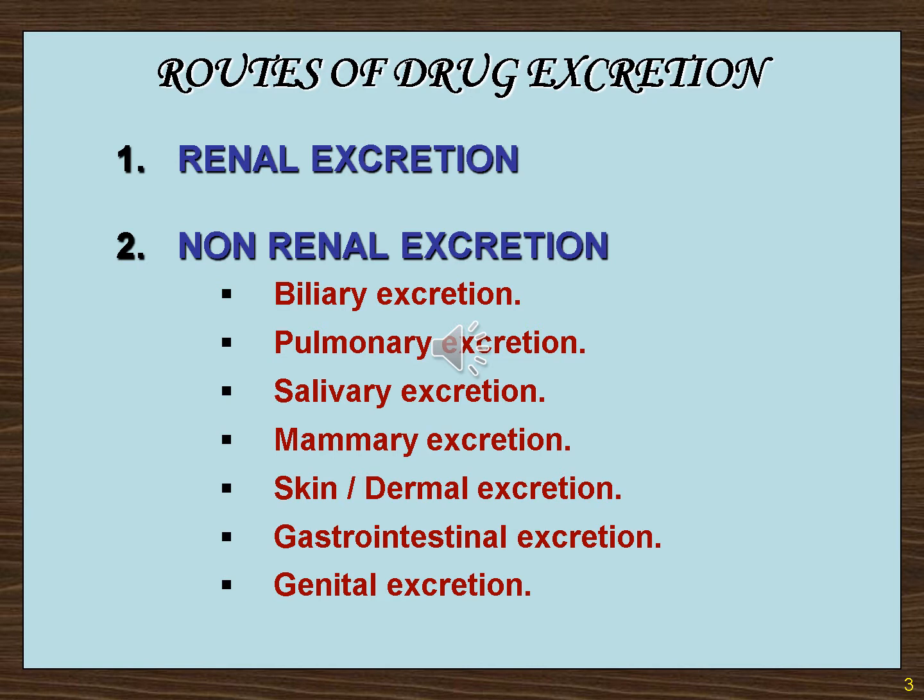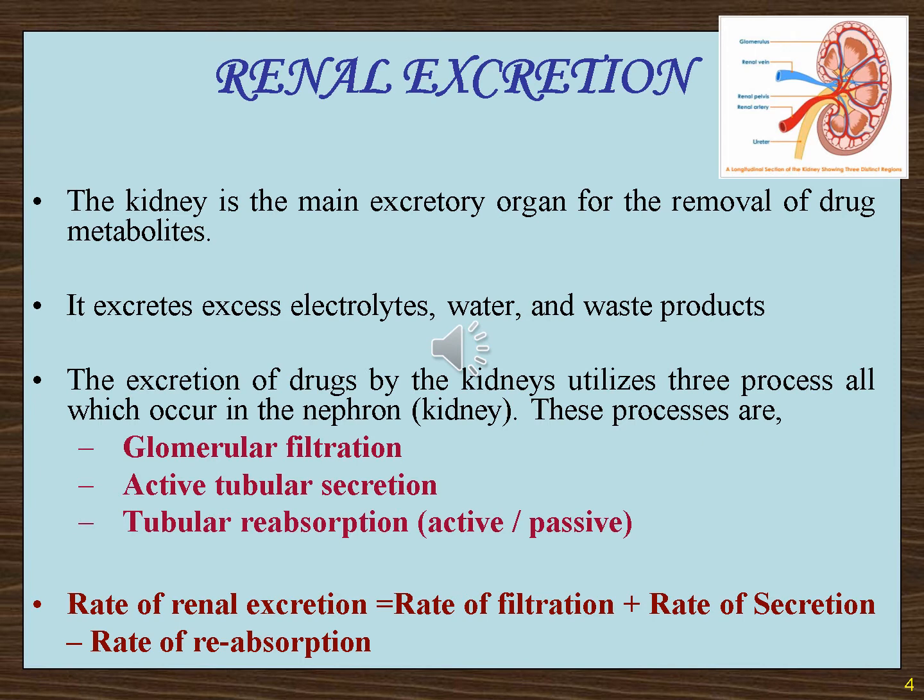Excretion of drug can take place by either renal route or by non-renal route of excretion. Non-renal excretion includes biliary excretion, pulmonary excretion, salivary excretion, mammary excretion, skin or dermal excretion, gastrointestinal excretion, and genital excretion. The principal organ of excretion are kidneys, where products are excreted through urine.